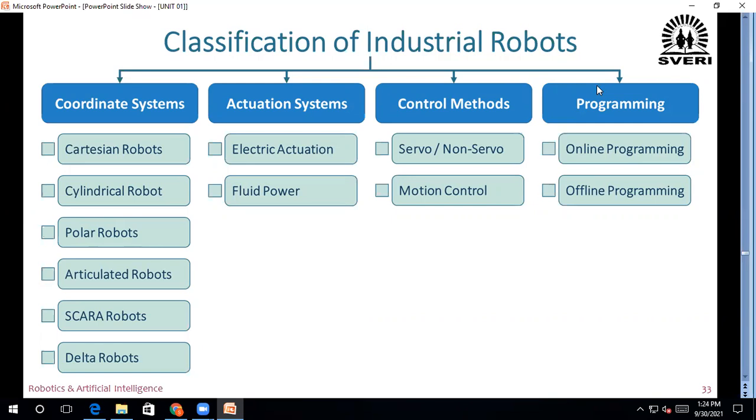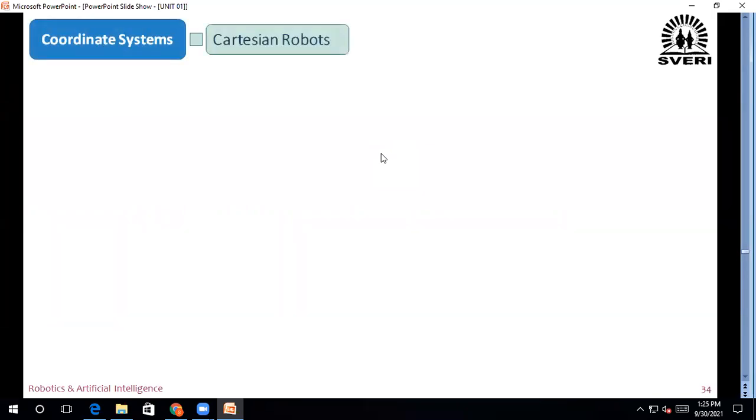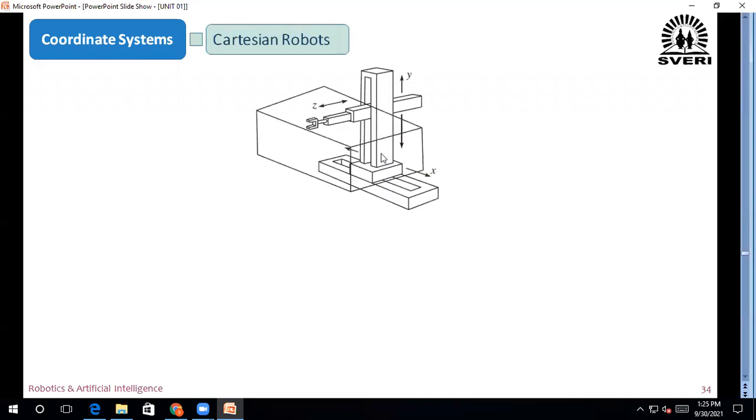Classification of industrial robots. Today we'll see classification according to coordinate system. First is Cartesian robots.